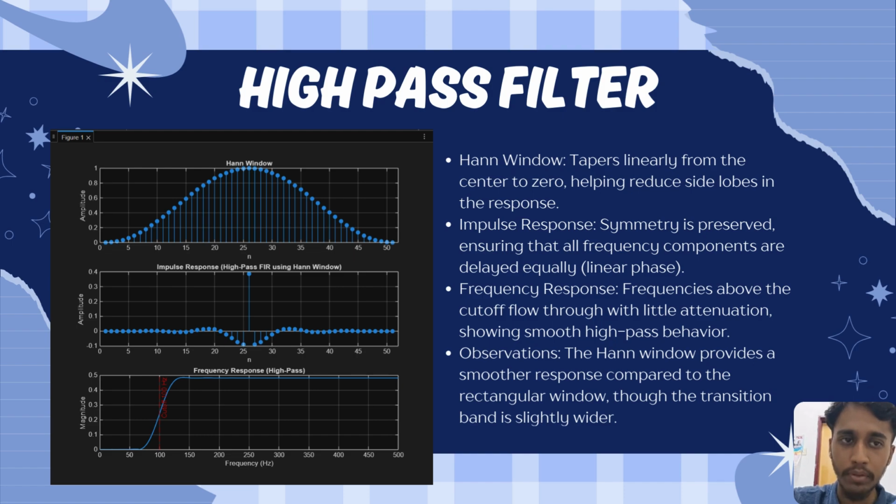Next one is impulse response. In the middle plot, we can notice that the response is perfectly symmetric. This is great because it keeps the linear phase, meaning all parts of our signal stay perfectly timed with each other.